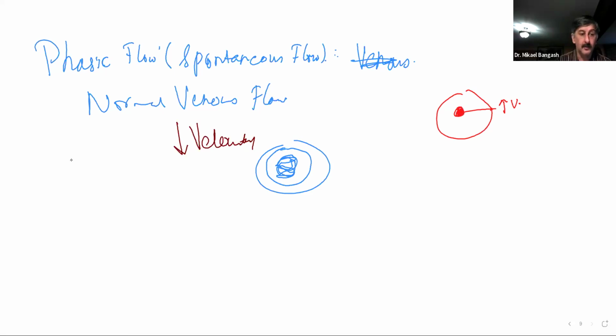Although we can say the flow rate may be the same in both cases, volume flow rate, sorry, is the same. But here it has to move fast, whereas here it has to move slower. So these two will be equal, but here it moves slower than it does over here.